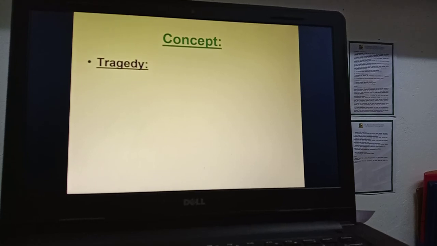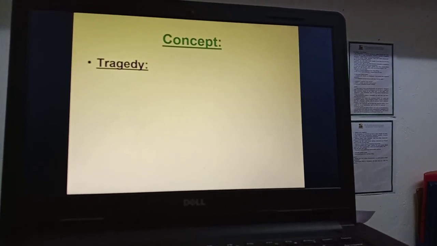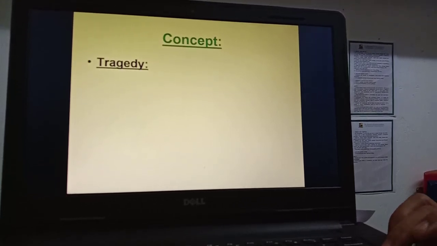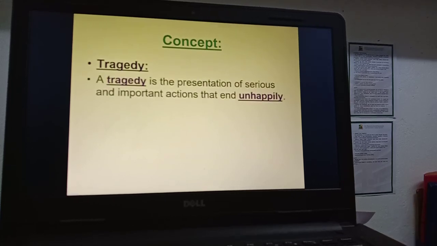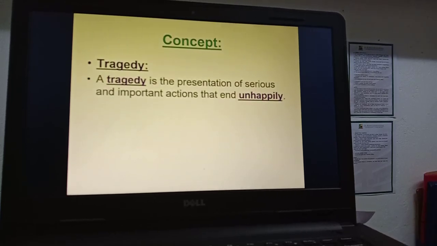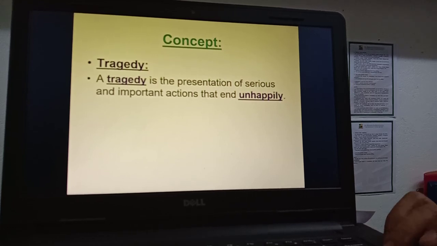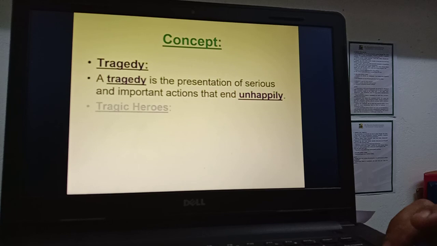The stories are of different kinds. One is tragedy. A tragedy is the presentation of serious and important actions that end up unhappily. A sample for tragedy is Romeo and Juliet.